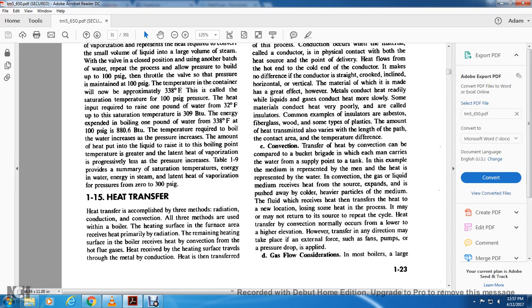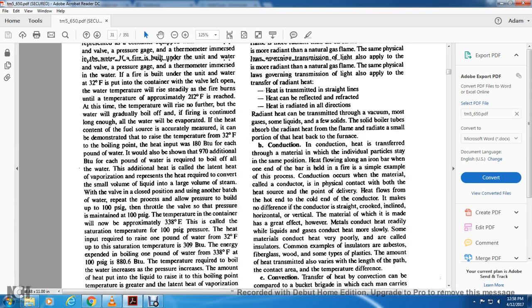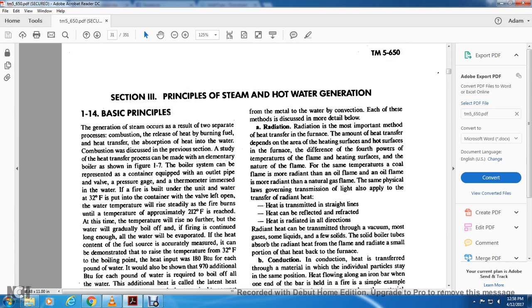Heat transfer. Heat transfer is accomplished by three methods: radiation, conduction, and convection. All three methods are used in a boiler. The heating surfaces of the furnace area receive the primary radiation. The remaining heating surfaces of the boiler receive heat by convection from the hot flue gases. Heat received by the heating surface travels through the metal by conduction. Heat is then transferred from the metal to the water by convection. Each of these methods is discussed in more detail.